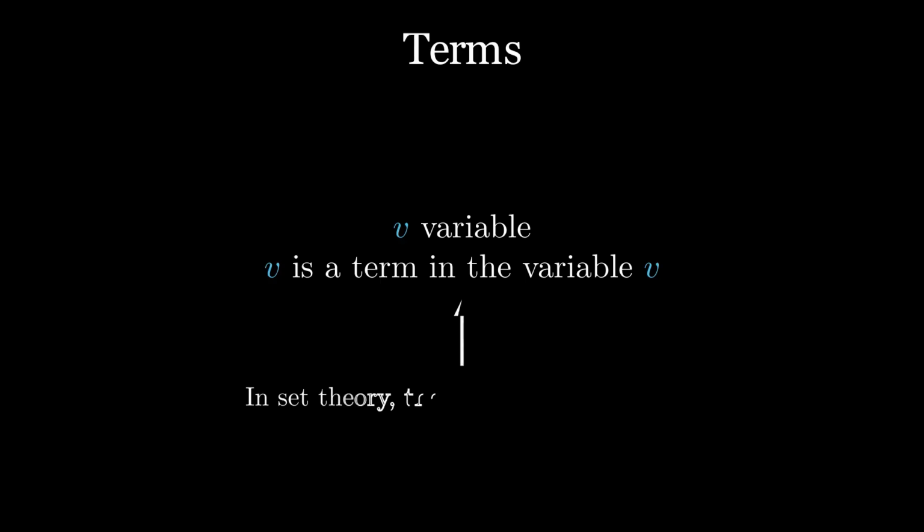In fact, in set theory, the only terms we have are variables. So you can just replace everywhere I say term with variable, and it'll be just about right. So why am I introducing terms if they're entirely superfluous in set theory?